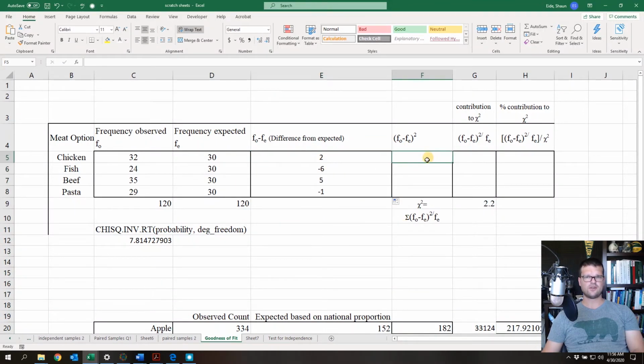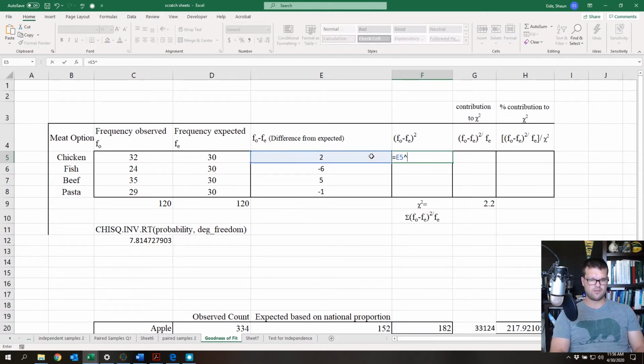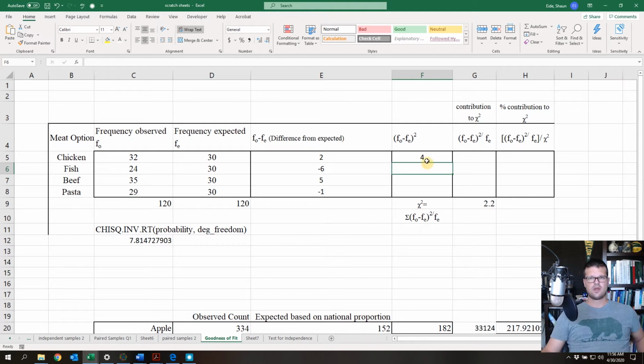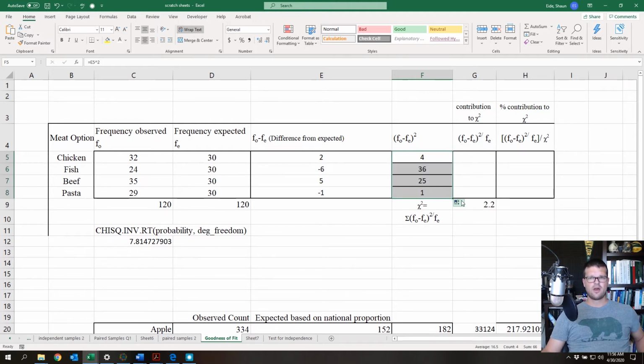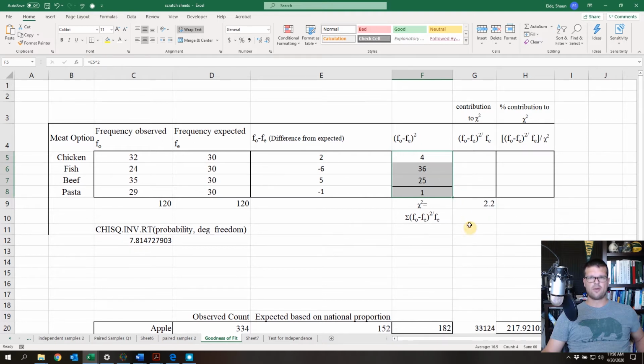Each one of these has a difference score, and then we're going to do equals the difference score squared. And what are we doing when we square the difference score? We're taking away the negative. Once again, fill without formatting. So we've now taken away the negative, and now we are going to find each individual category's contribution to the chi-square score.